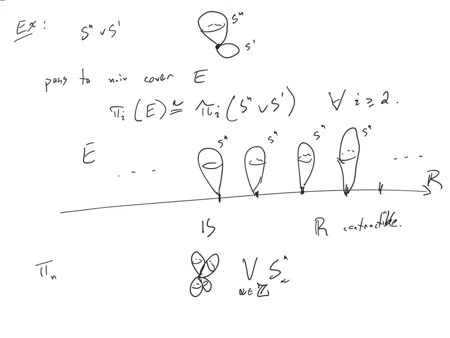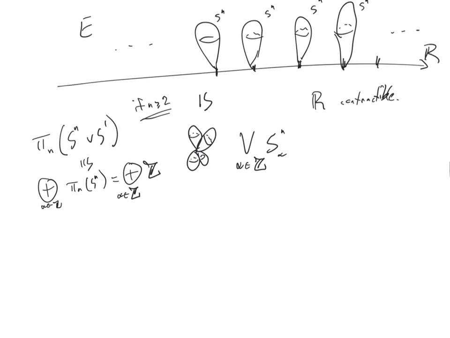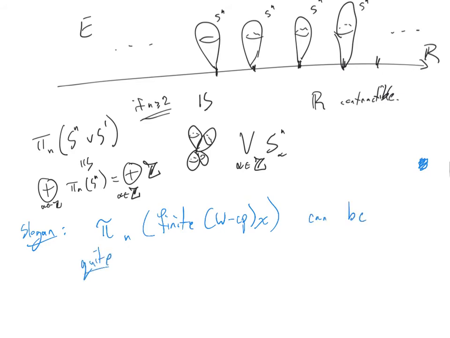So we get to conclude also that pi n of S^n wedge S^1, if n is bigger than or equal to 2, is isomorphic to this big direct sum of pi n S^n's, alpha in Z, which now looks like just a big direct sum of copies of Z, indexed by the integers. And so this just goes to show you our slogan-y takeaway from this. Put a QED box on that. Pi n of a finite CW complex can be, let's say, quite infinite.